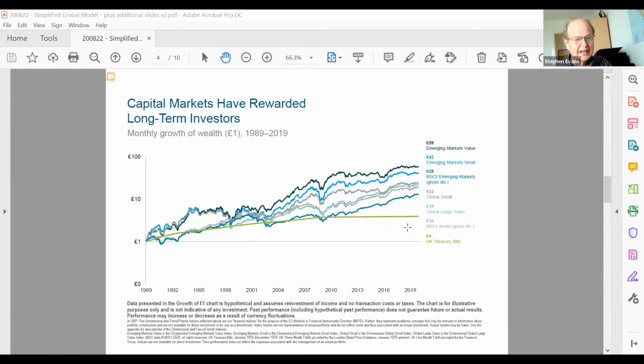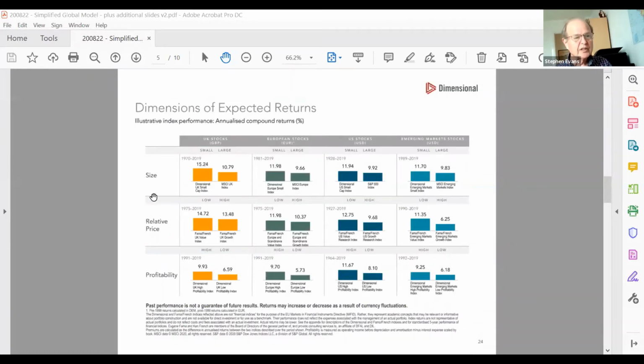stock markets. And this again shows that both UK, European, US, and emerging markets across all sectors of the world, in terms of size, US, for example, over that period, a long period of 90 years, small has given 11.94% per annum return, whereas the larger companies have given 9.92. So there's a clear smaller company premium long term.